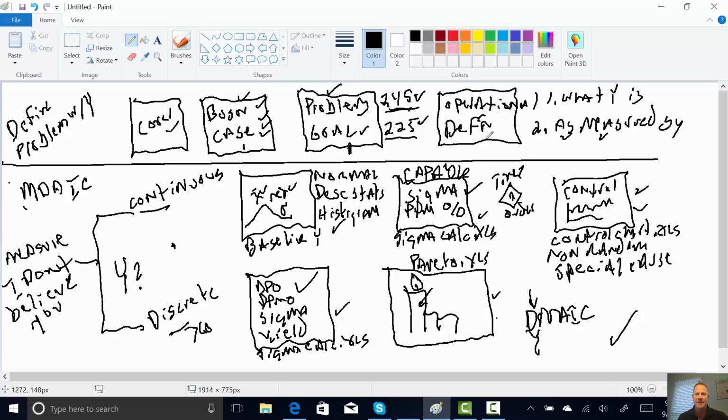So here's how I think it works. Step one, you write an operational definition. What is my Y and how am I going to measure it? Step two, you go get the data and you do the measure phase. And then step three, if there's a problem, you write the problem and goal statement. And then step four, you tell people that this project is worth something to the organization. Okay? So this is the roadmap.